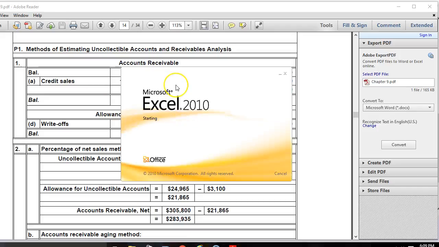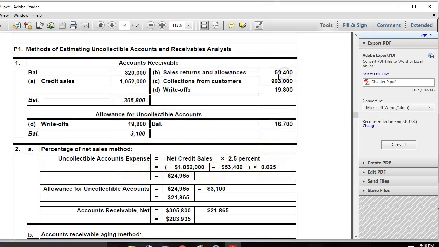Trying to pull up Excel. There it goes. Well, it's taking forever. I'm just going to minimize that.